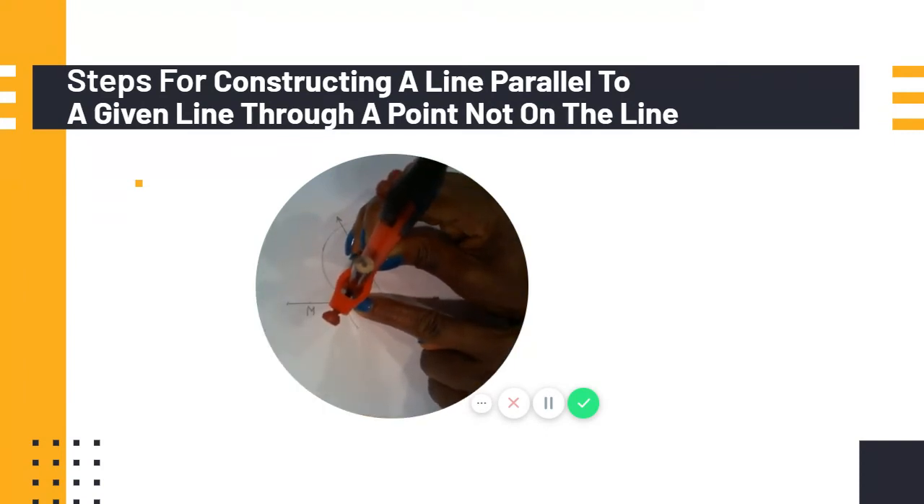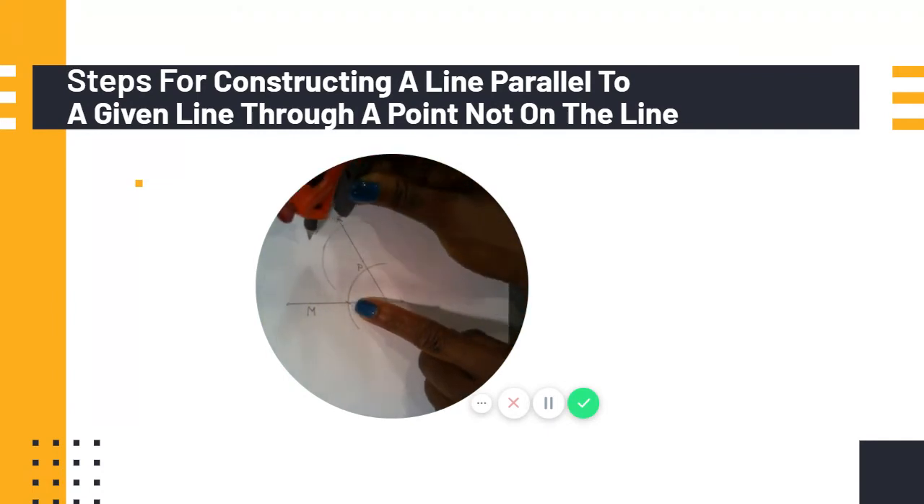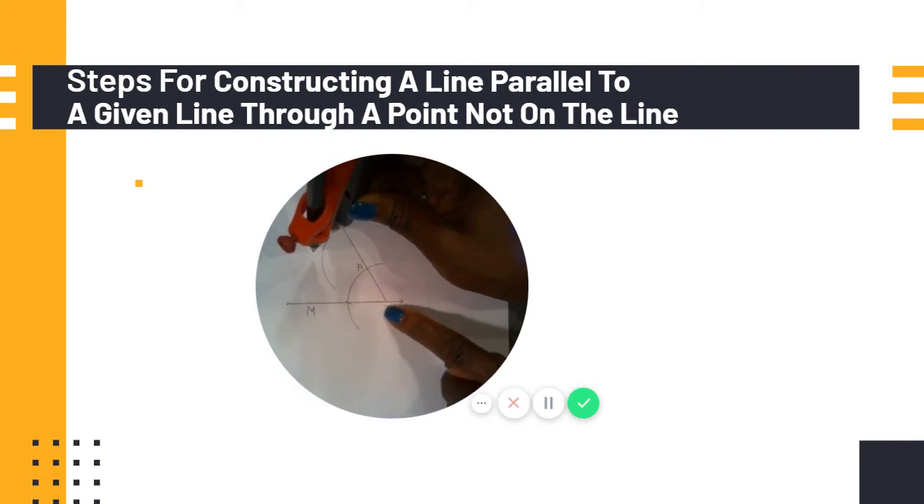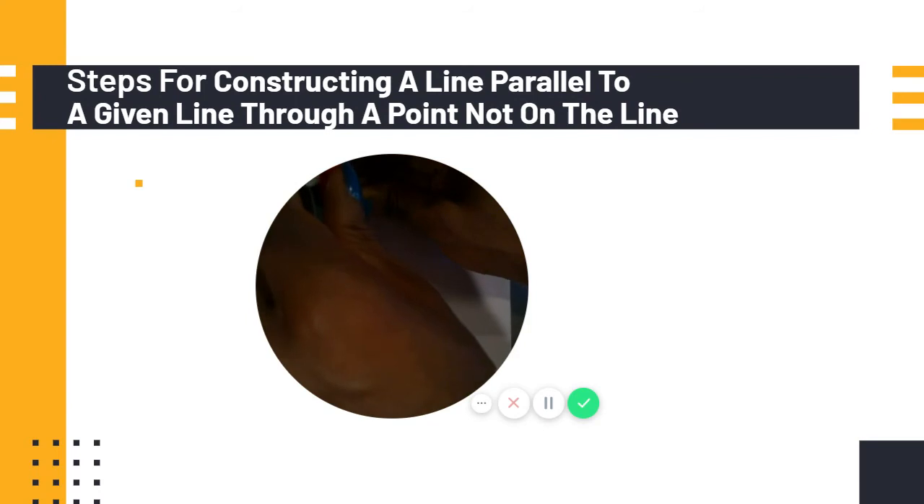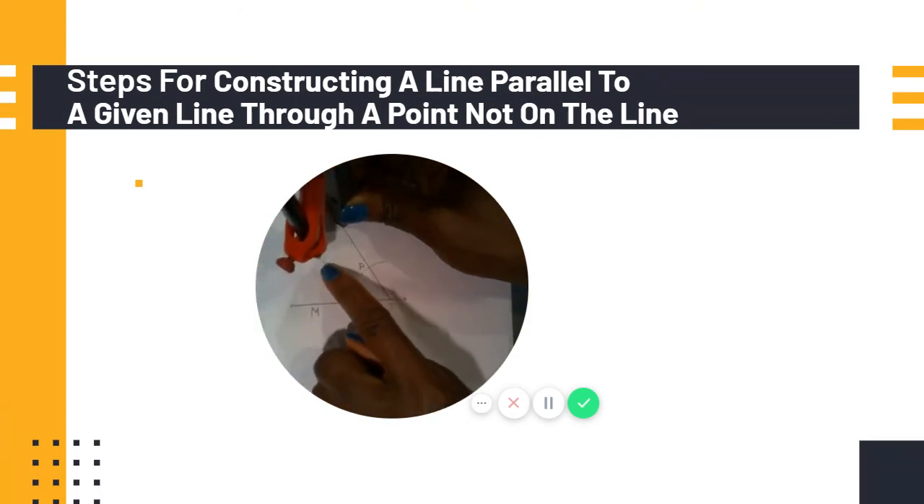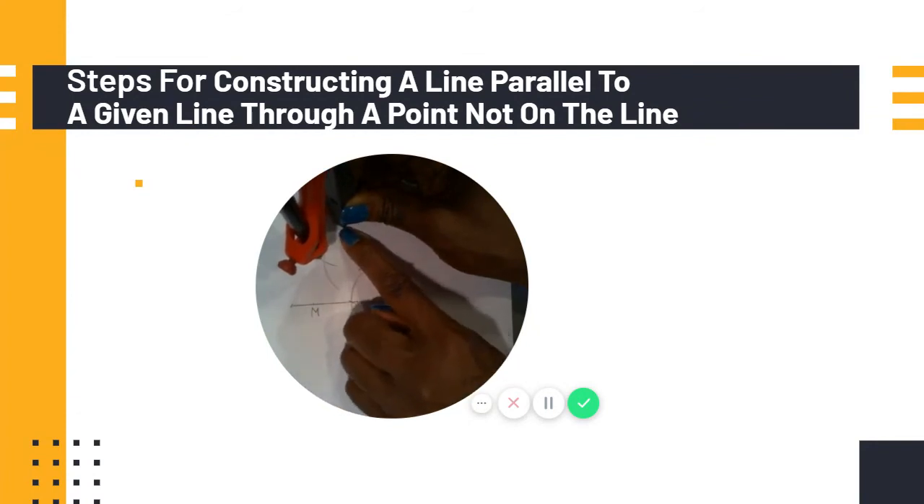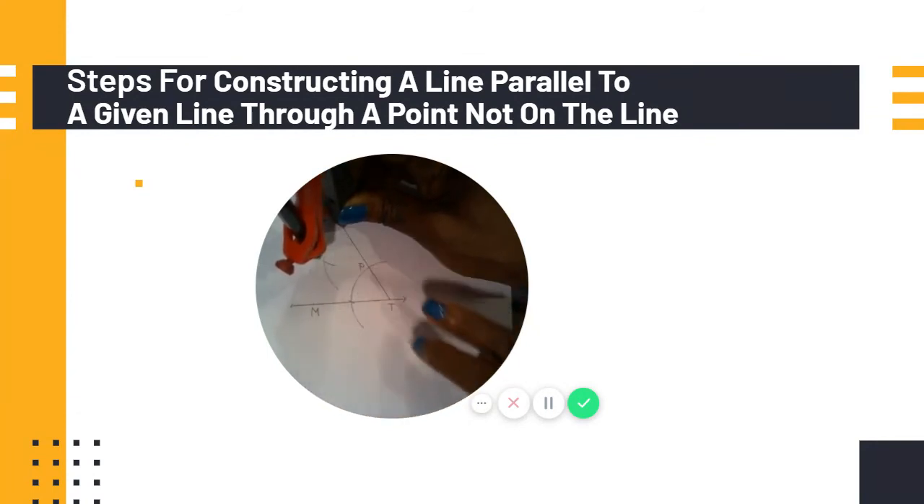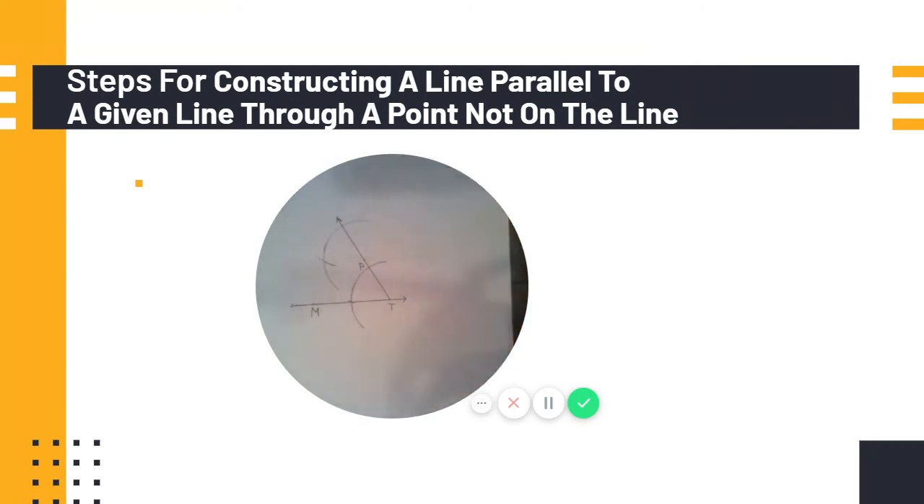Now I keep this same radius and I put my point up here where my second arc crossed ray TP. So once I get my point there, I draw another arc. Remember, I did not change the radius. This arc right here and this point are the same radius that we used right here when we measured.